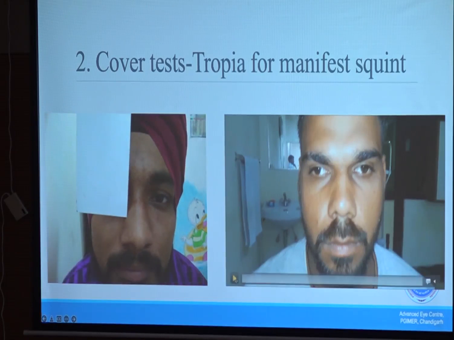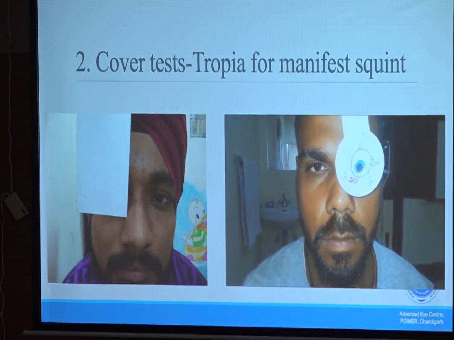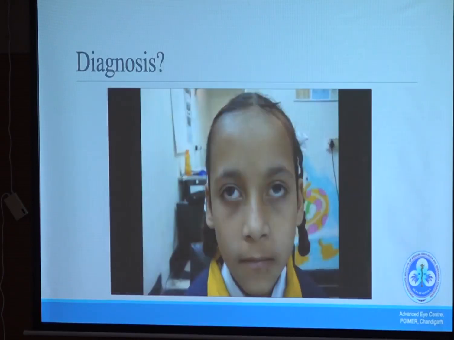Again, the next one, you think this is an exotropia on Hirschberg, so you cover this eye, there is an inward movement, so you know it's an exotropia.